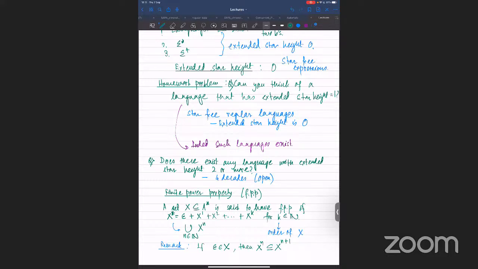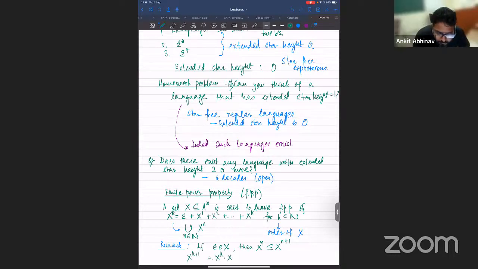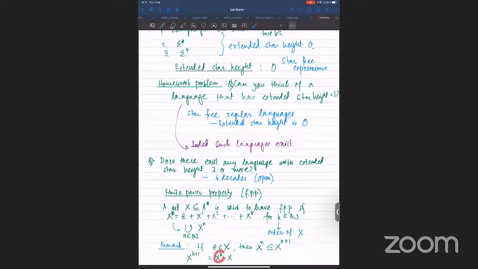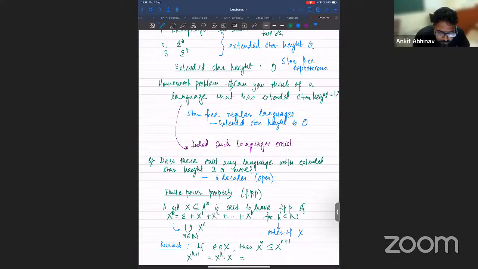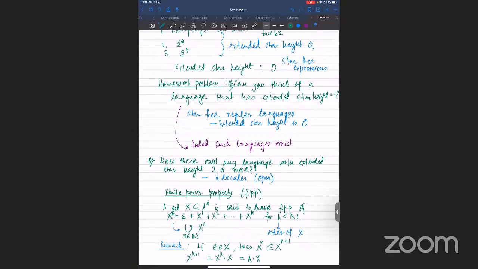It's clear, it's obvious, if epsilon belongs to X. It's not clear to me, sir. Why? So essentially, what is Xk plus 1? It's Xk dot X. And what is Xk? Suppose I call this A, so this is A dot X, right? And how did we define A dot X? This is equal to the set of x dot y such that x belongs to A and y belongs to capital X. Or you can write this as x belongs to Xk and y belongs to X.